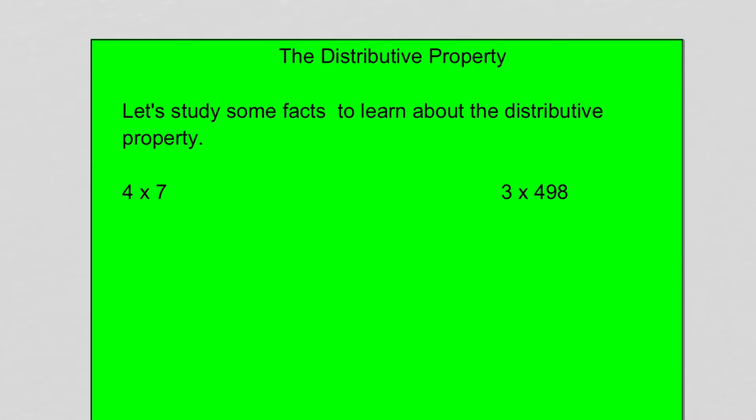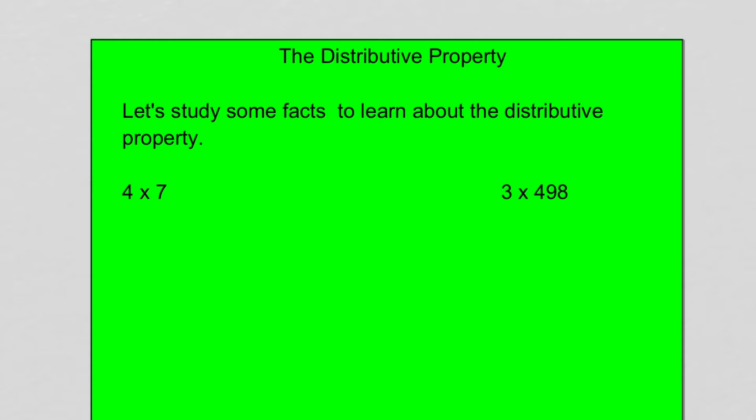Today we're going to look at another topic in algebra called the distributive property. It's not just an algebra topic, it's a topic that deals with numbers in general, but it's important in algebra as well. And it's something you've probably done before or known about before, but it's something you've never looked at formally or given a name to. So what we're going to do first is study some simple facts related to the distributive property, and then apply them to some algebraic expressions.